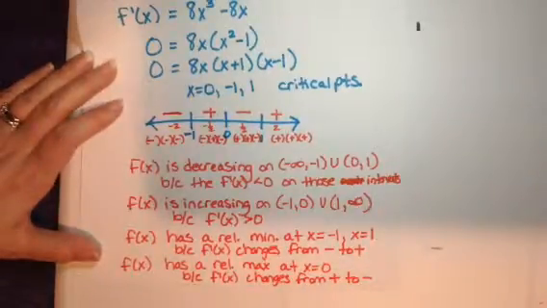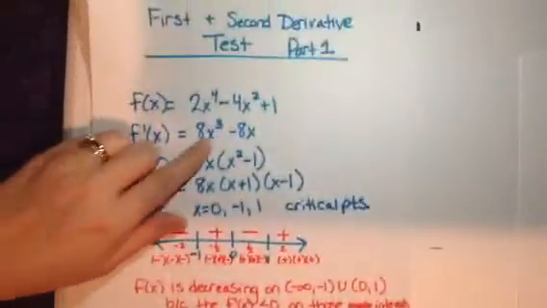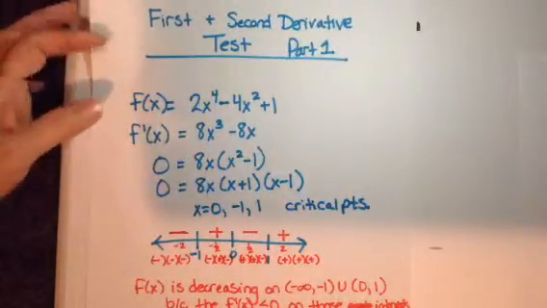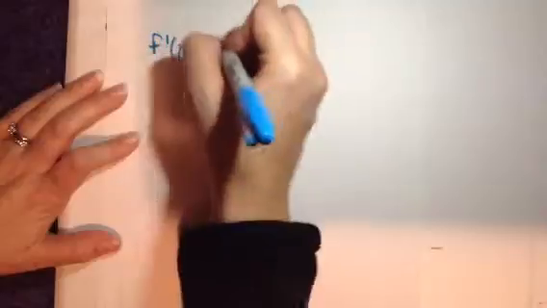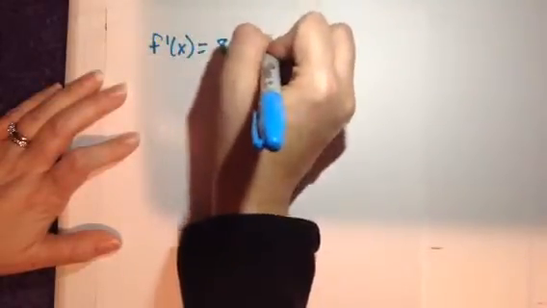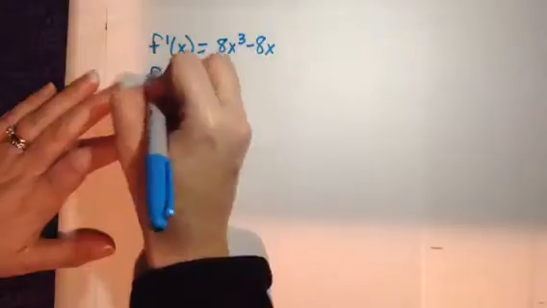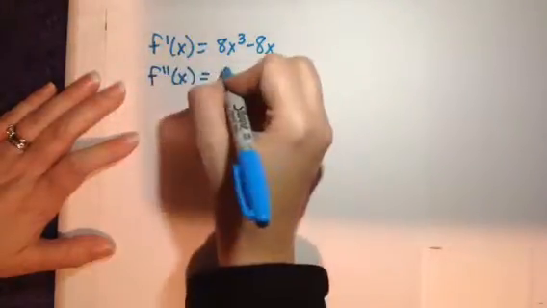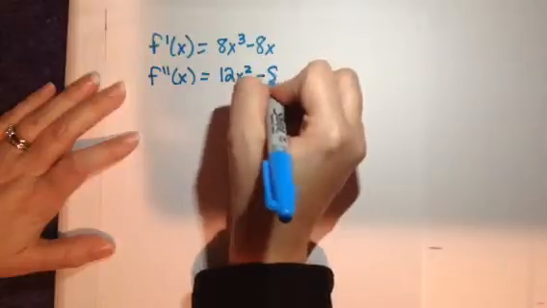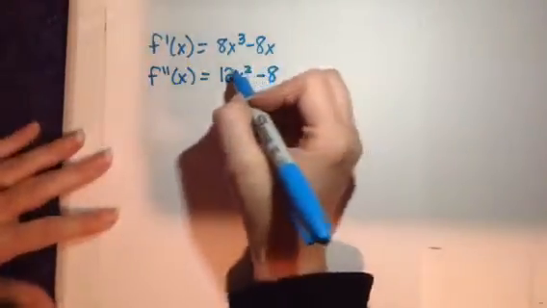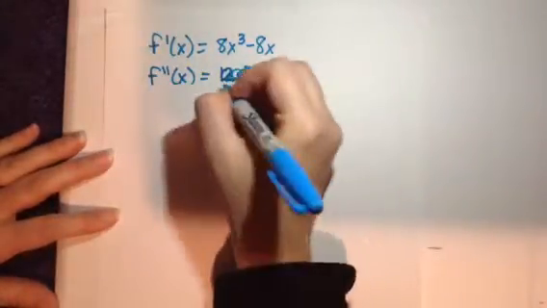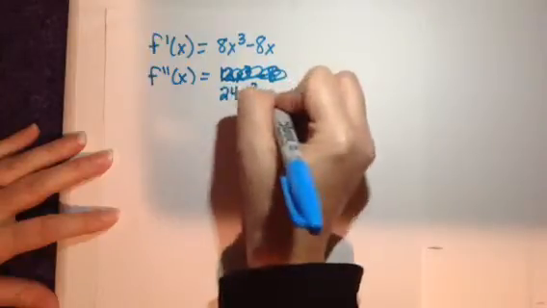Now let's look at concavity. So let's take this first derivative here, and we're going to find the second derivative. The first derivative was 8x cubed minus 8x. Let's take the second derivative, and that's going to be 12x squared minus 8. And I'm sorry, that is not right. I cannot multiply today. So sorry. That's going to be 24x squared minus 8.